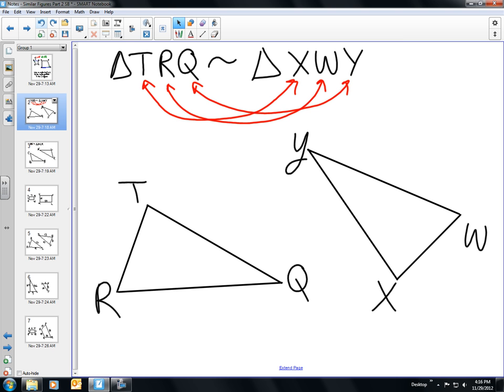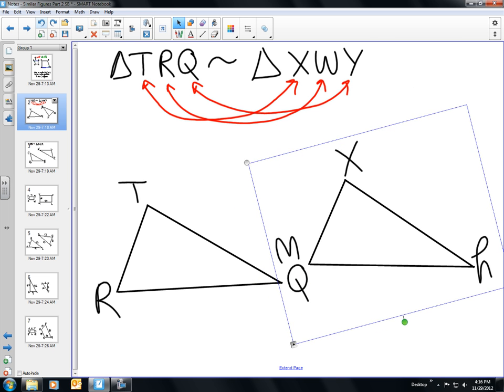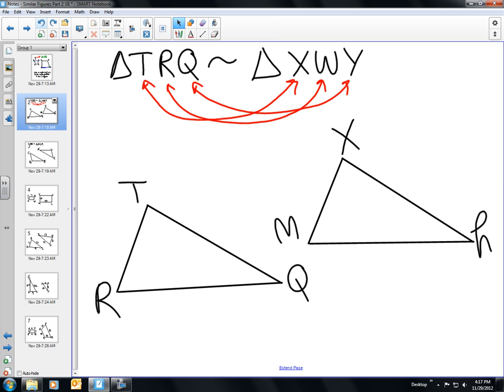Another strategy you could employ would be to visually, in your mind, turn the figure so that it's facing the same direction as the other one in the diagram. And so here we can see very easily that T and X are corresponding, Q and Y are corresponding, and then this is W, not M. W and R are corresponding.